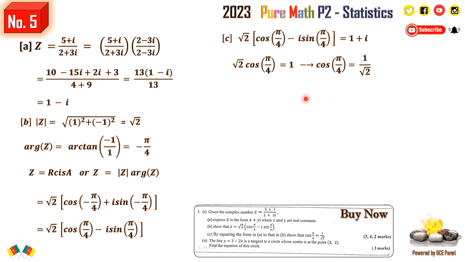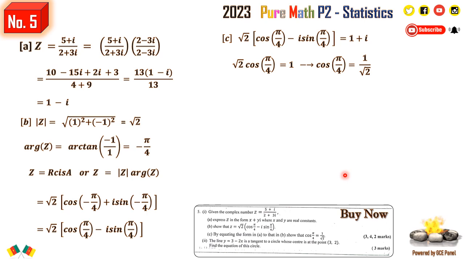Now, sub 2. In sub 2, we are being told that the line y is equal to 3 minus 2x is a tangent to a circle whose center is at the point 3, 2. Find the equation of the circle. So, if this line is a tangent, it means that if you can find the perpendicular distance from this line to the center of this circle, that will give us the radius of the circle, which we can now use to form the equation of the circle.